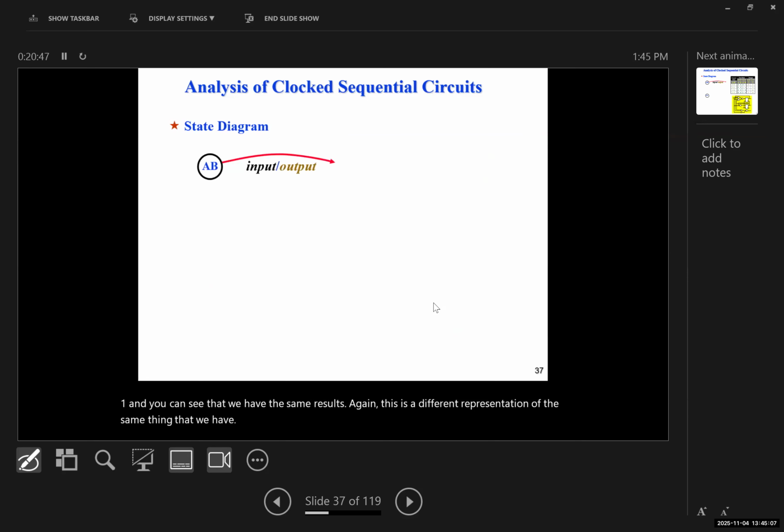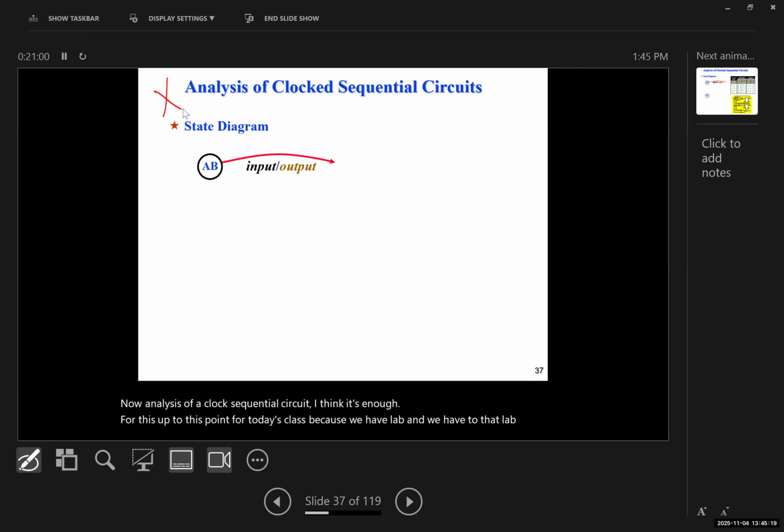Now, analysis of a clocked sequential circuit, I think it's enough up to this point for today's class, because we have lab, and that lab takes much more time, and last time we didn't finish that lab. We want to stop at this point. We're going to go to the lab and we will continue.